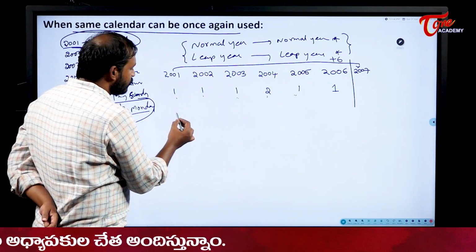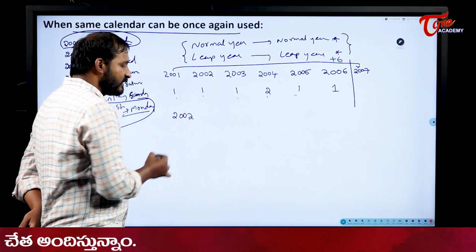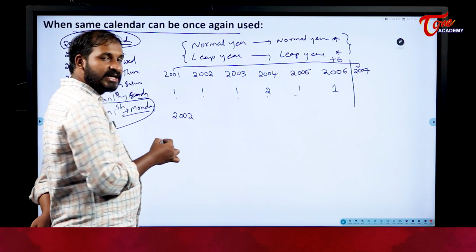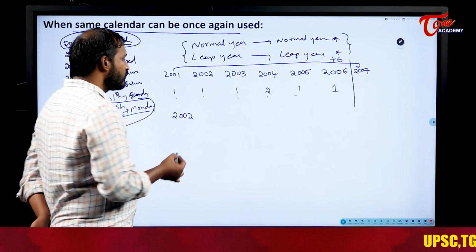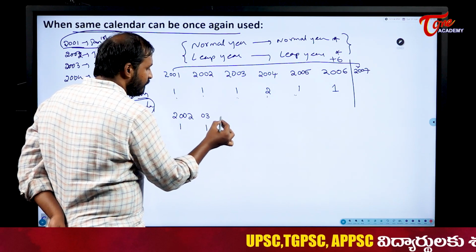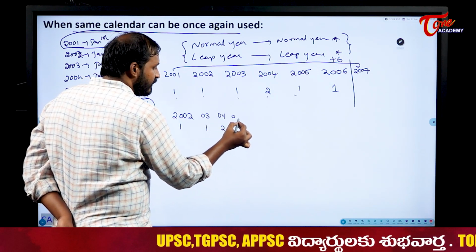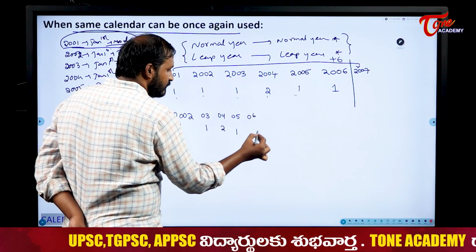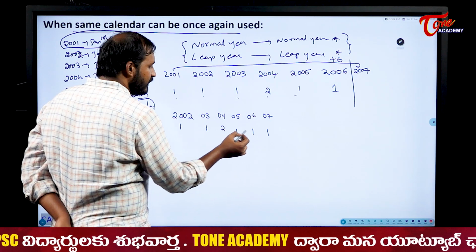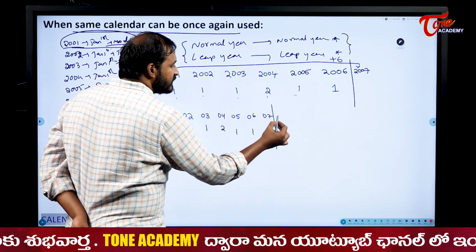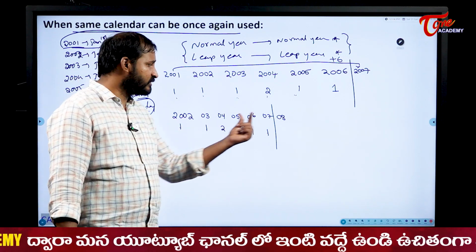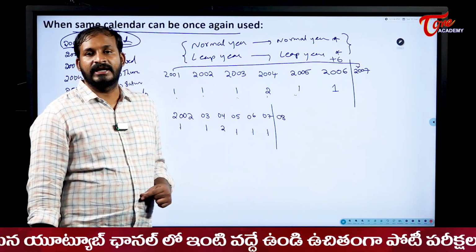Now I will check for 2002. Students, we will see slowly why we are writing all these things. When can I use the calendar of 2002 once again? So how many odd days for 2002? 1. For 2003, 1. For 2004, 2. 2005, 1. 2006, 1. 2007, 1. Now see here, 1, 2, 3, 4, 5, 6, 7. Sir, I can use it once again in 2008. Is it correct? Can I use the calendar of 2002 in 2008? No, I cannot use it. Why, sir?